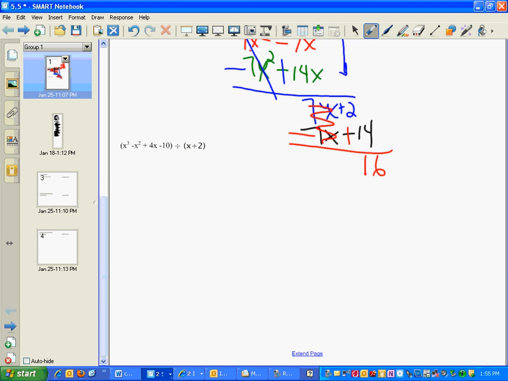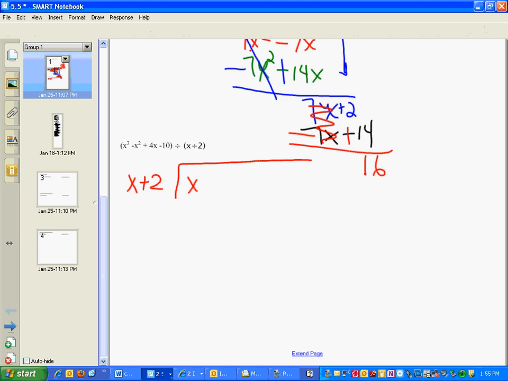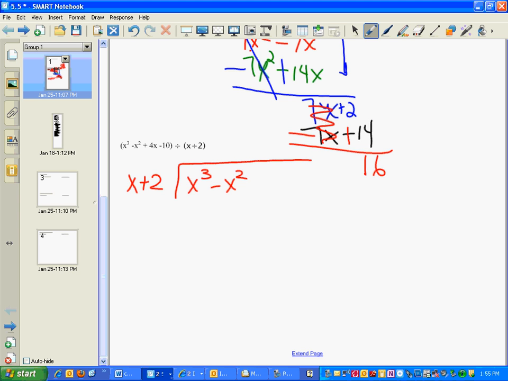Is every term accounted for? It goes cubic, squared, first, and integer. So everyone's accounted for, so we don't have to include any zeros. So x plus 2 goes outside. X cubed minus x squared plus 4x minus 10 goes inside. So what do I multiply x by to get what term? And my answer is, and it goes above my x squared term.